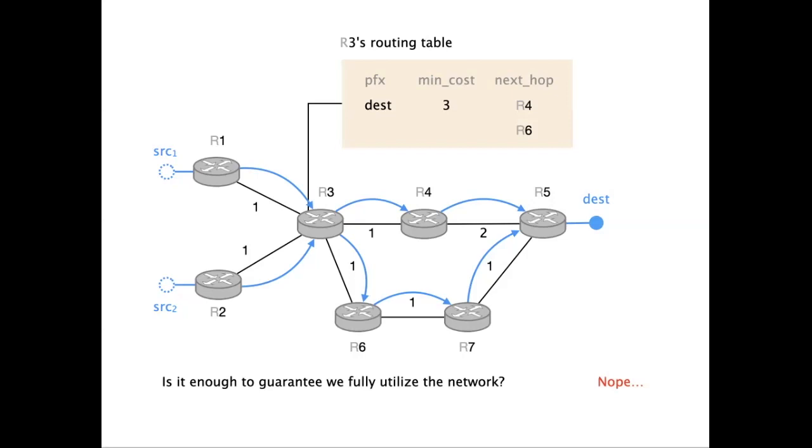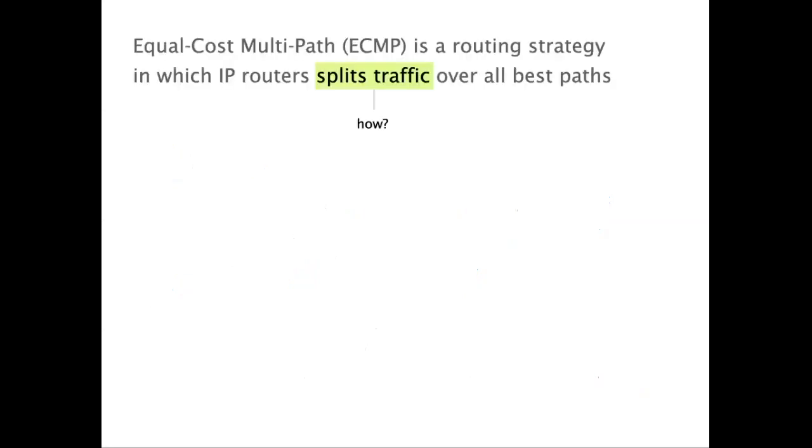But that is not enough to fully start to utilize the network. One of the issues we have is that even though R3 here has 2 paths to reach the destination, via R4 and via R6, R3 needs to split the traffic over these 2 paths. And for that, R3 needs some logic as well in order to load balance the traffic over these 2 paths.